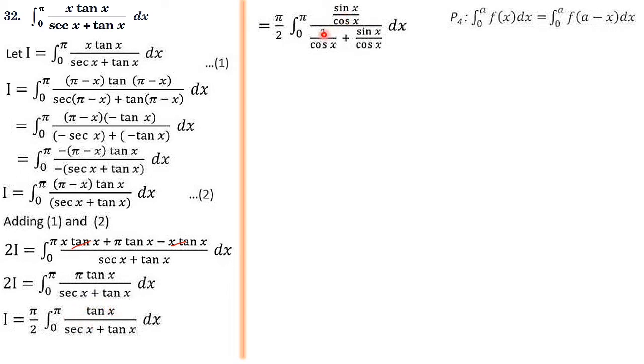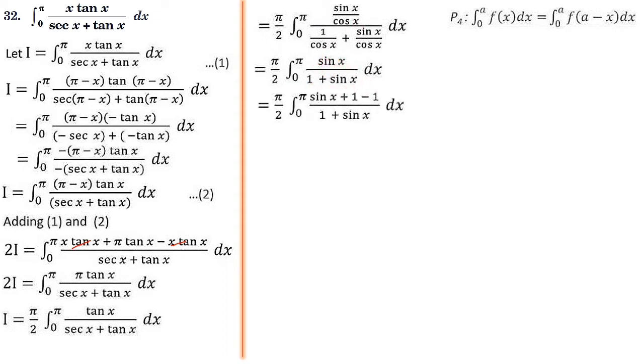So sin x by cos x, by 1 by sec x, which we know is 1 by cos x, plus tan x, which we know is sin x by cos x. Take LCM: pi by 2 into, the denominator cos x is there, and taking the LCM the numerator is 1 plus sin x. The cos x denominators cancel, so we only have sin x by 1 plus sin x. It is not necessary to write this calculation. You see the denominator cos x; we take a common denominator cos x, the numerator will be 1 plus sin x, the cos x denominators cancel, and the balance will be sin x by 1 plus sin x dx.